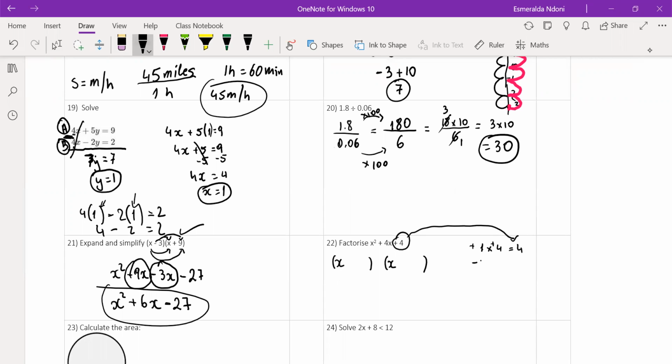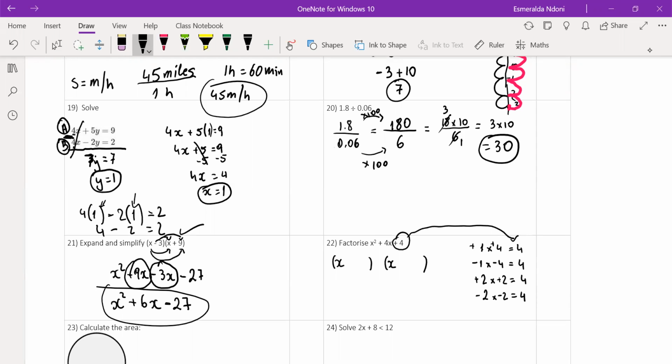I also can do negative 1 and negative 4. When I multiply them, it still gives me a 4. I also have positive 2 and positive 2. That gives me a positive 4. Also, these two negative 2's can give me a 4.